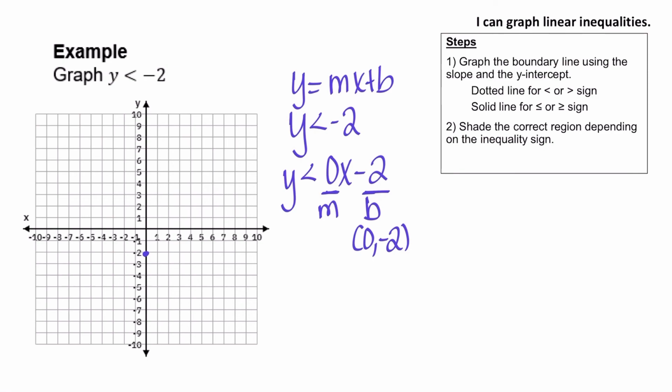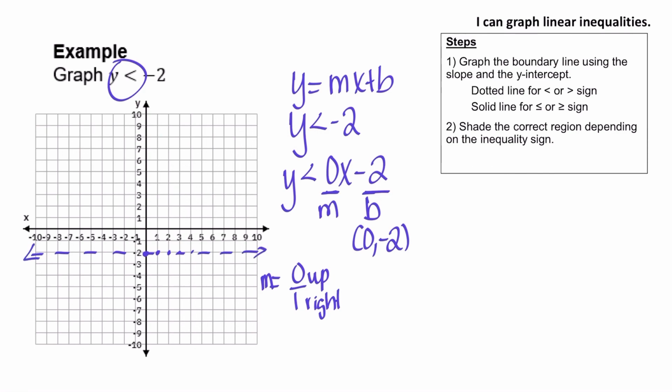And then my slope is going to be up 0 over 1, because 0 equals m is like 0 over 1. So I go up 0, right 1. So if you remember, this is going to be one of those special lines that just goes straight across through negative 2. So once again, I need to think about dotted or solid. It's a less than, so it's going to be a dotted line through negative 2.